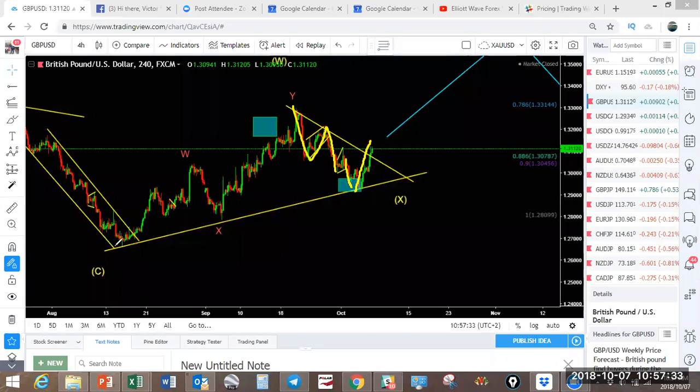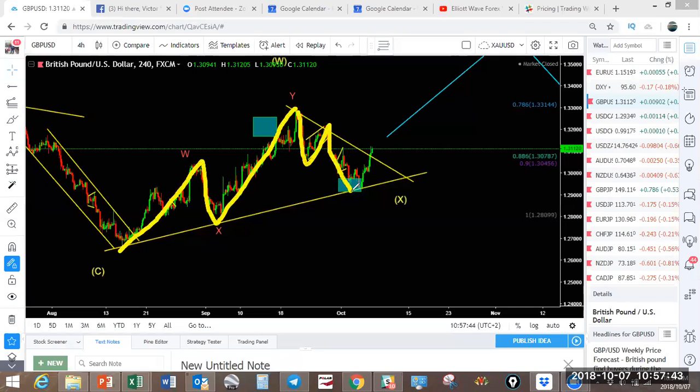Why are we pushing higher? Because this is what we have: clear structures in the next coming sessions. 1, 2, 3, clear. 1, 2, 3, correction. Now we're looking for another 1, 2, 3 up. You just need to wait for a corrective structure in the lower degree for a push higher in the lower degree. So, bullish pound.